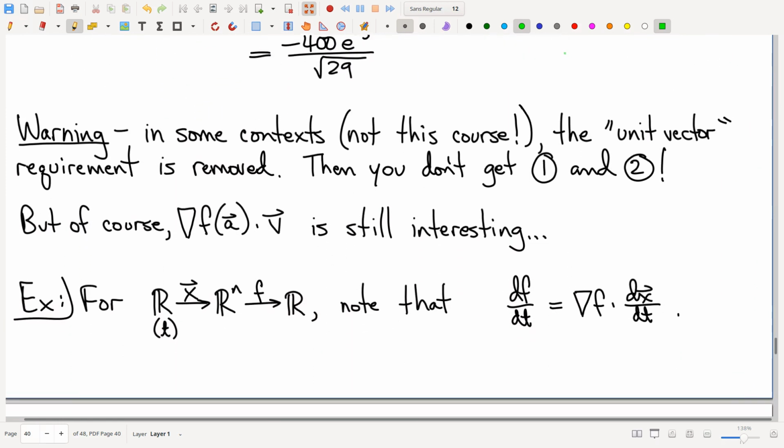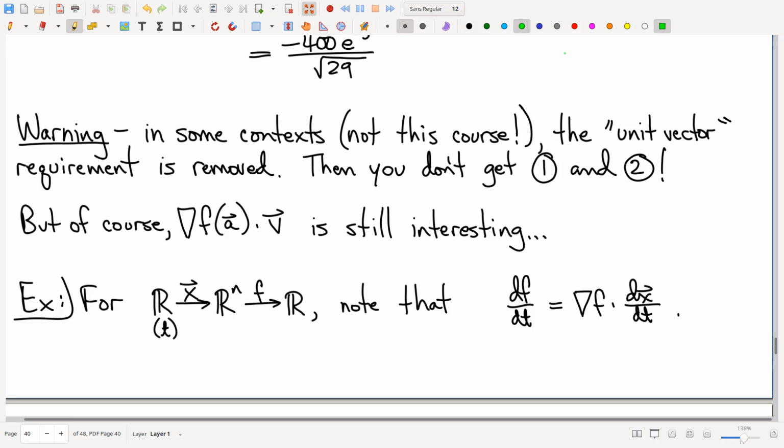Some people like to point out that I don't need all those interpretations. Maybe I just want some of those interpretations. And very often I find myself at a certain point, moving with a certain velocity. I want to be able to talk about how fast the function's changing, and they like the term directional derivative. So in some contexts, they'll use the term directional derivative even when it's not a unit vector. And so you get a different thing.